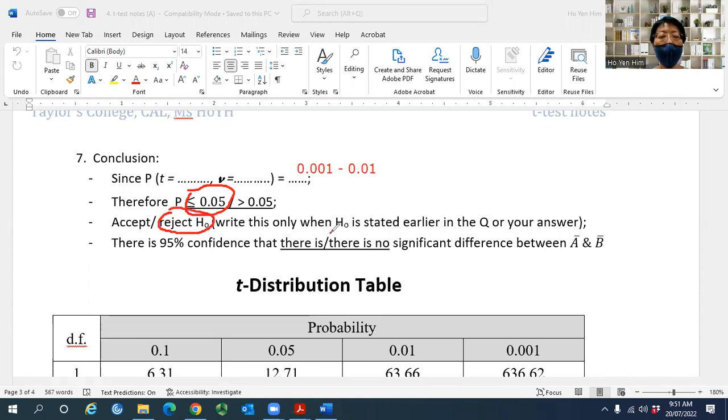If you actually write what the null hypothesis is, then you say reject null hypothesis. If you don't write it, and you say reject null hypothesis, I will not know what you mean. You must have a null hypothesis statement first. Then when you do the conclusion, you can say you reject. Reject means there is 95% confidence that there is a significant difference between the mean of A and mean of B.